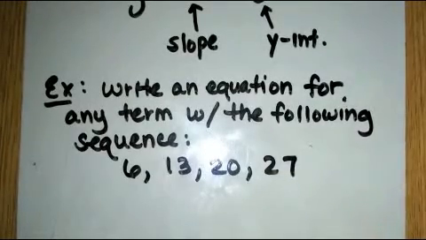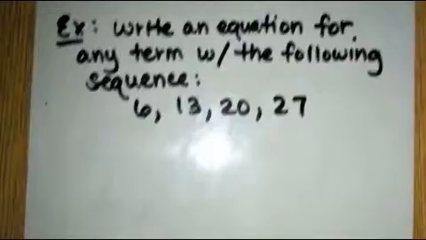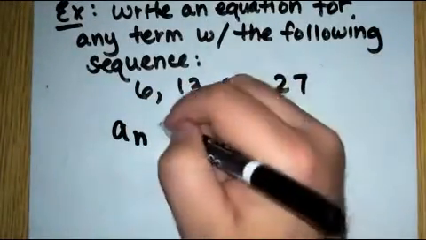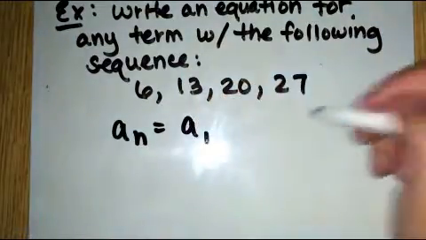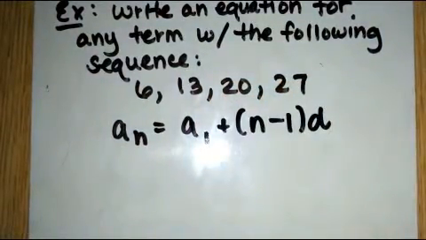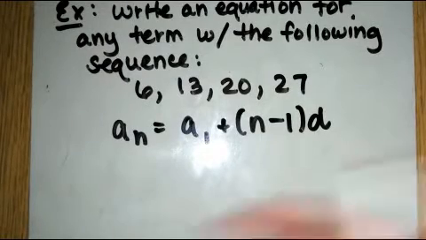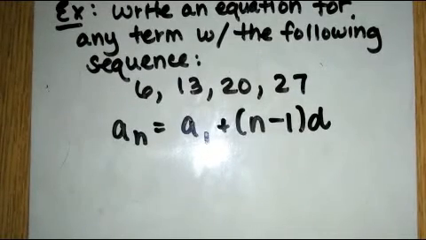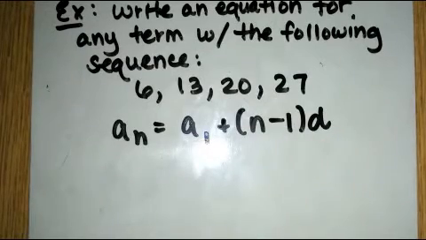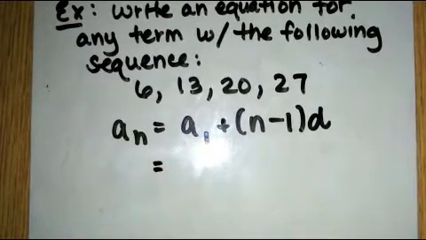And let me show you how this is going to work. You're still going to use the same general formula, which is a sub n is equal to a sub 1 plus n minus 1 times d. Okay? So again, the only two things that are really specific here are your start value and your difference. So what is the start value here? It's 6.